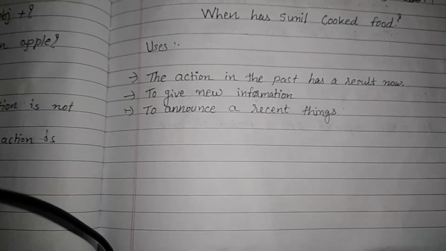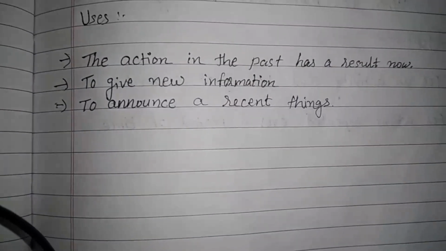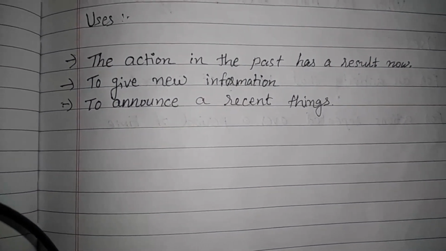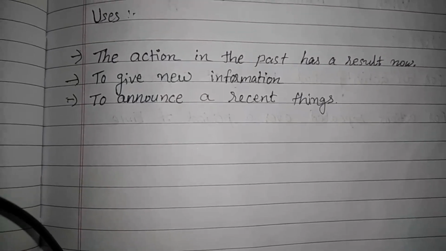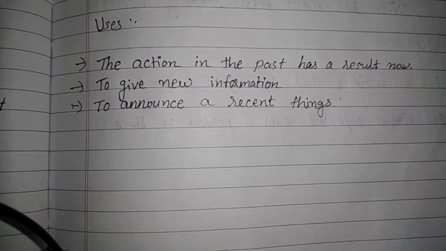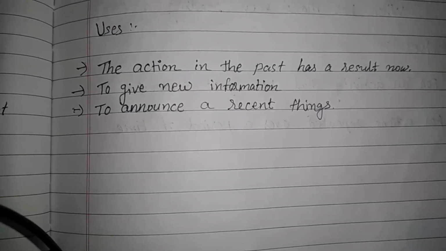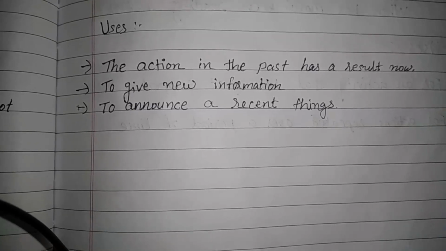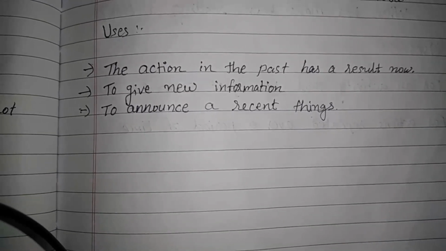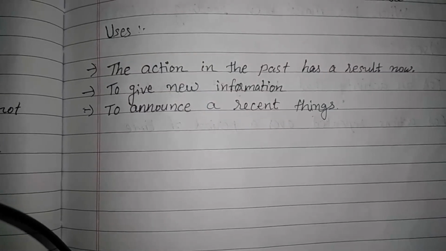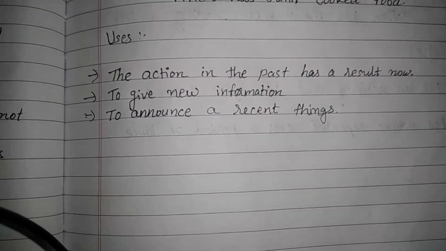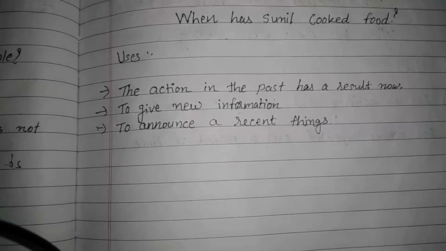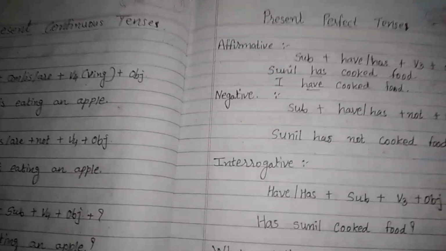Now the third is present perfect tense. Before starting the tense, let's see the uses of the tense. If the action in the past has resulted now, if the action in the past is already completed, but we can see the result right now, we have to use present perfect tense. For giving new information also we can use present perfect tense, or to announce recent things. Now let's start with the affirmative types of sentences.